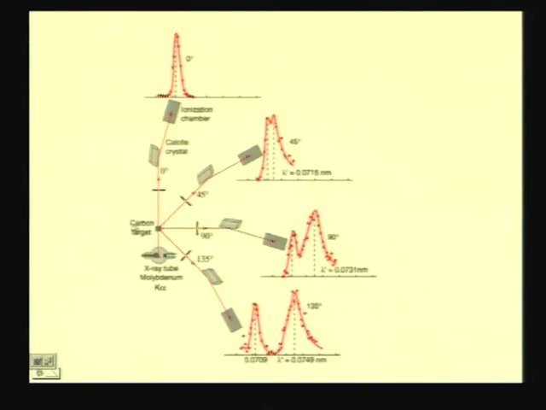Now what is done is, you put a sample carbon over here, carbon target, and the X-ray is now incident on this carbon target. So inside this carbon target, you have these atoms, and the atoms have a nuclei and they have electrons.